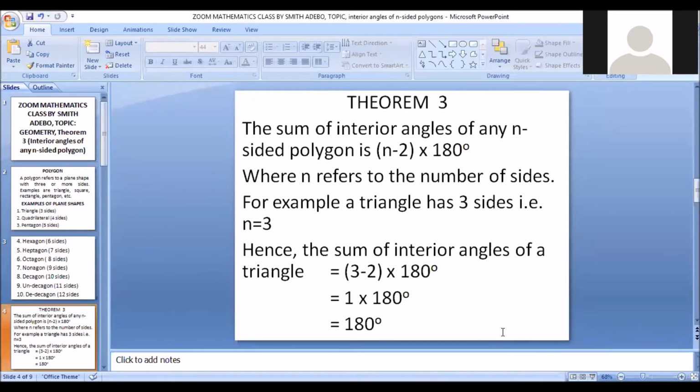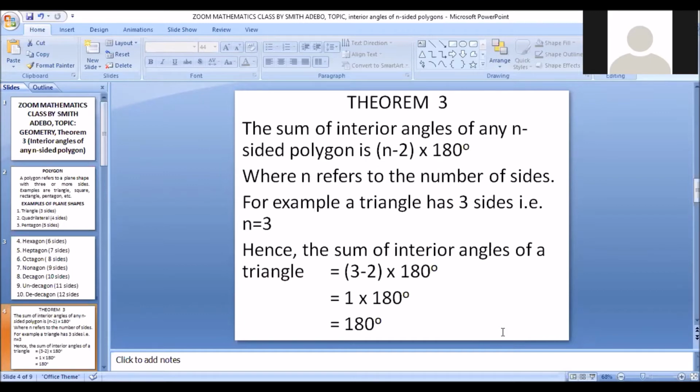The sum of interior angles, like I said, of an n-sided polygon is n minus 2 times 180 degrees, where n refers to the number of sides. Now, this is the formula for finding the sum of interior angles of any n-sided polygon. N refers to the number of sides of a polygon.